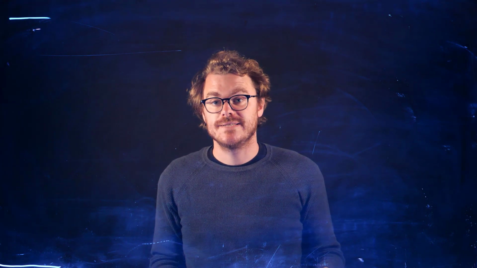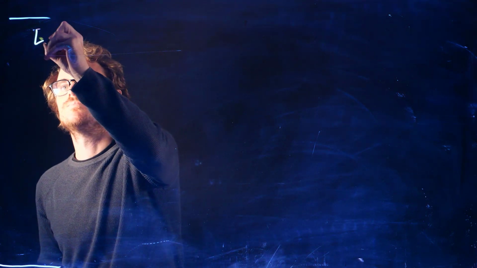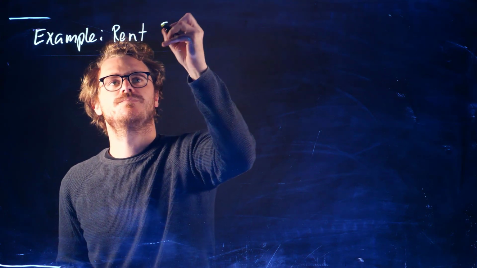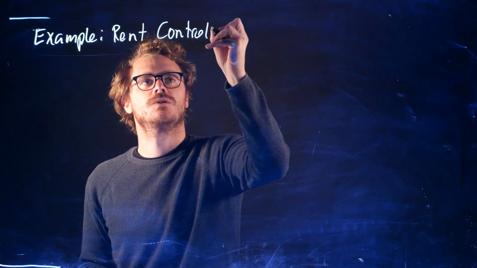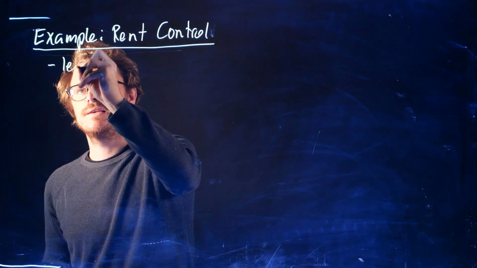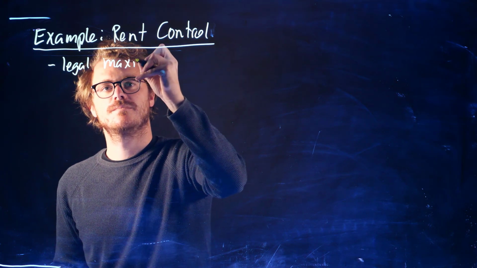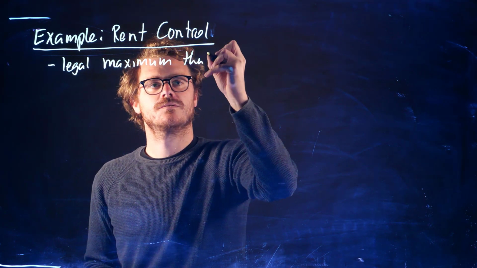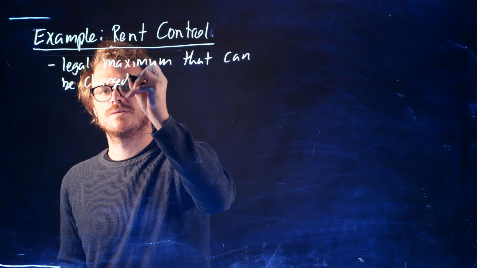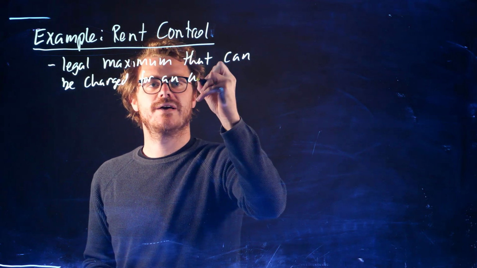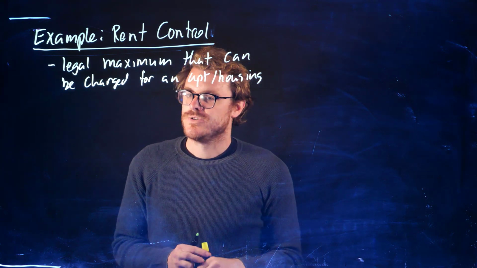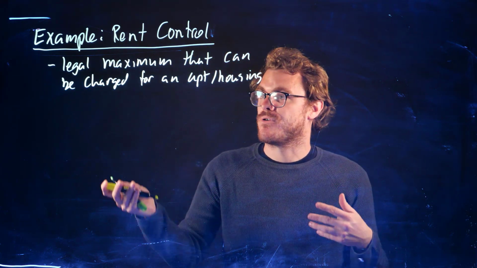So an example of a price ceiling is rent control. So this is a legal maximum that can be charged for an apartment or housing in general. So it's the example that you might be familiar with in terms of a price ceiling.